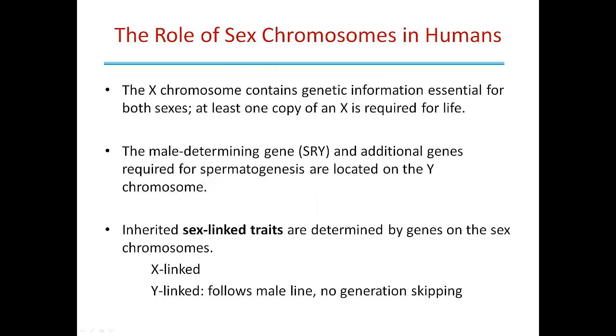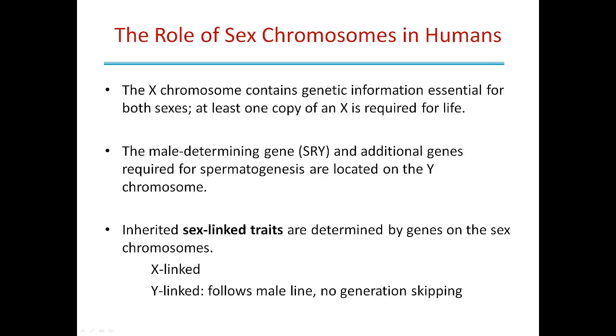So next we're going to talk about sex-linked traits that are determined by genes carried on the X and the Y chromosomes. And I'd just like to say a little bit about the two sex chromosomes in humans. So the X chromosome is a really big chromosome. It has a lot of important genes on it, and at least one copy of an X chromosome is required for life in humans. In contrast, the Y chromosome is not required for life, obviously, since you have females without one. And interestingly, there is one particular gene on the Y chromosome which determines maleness, and that gene is called the SRY gene.